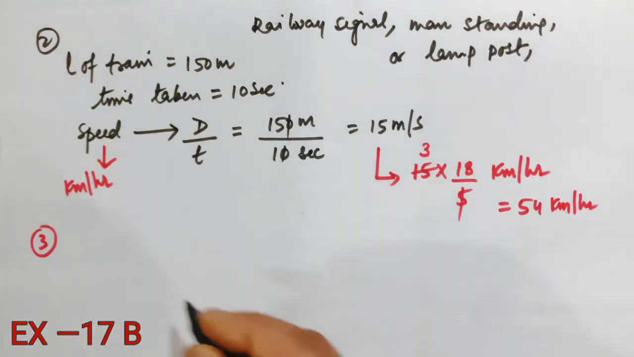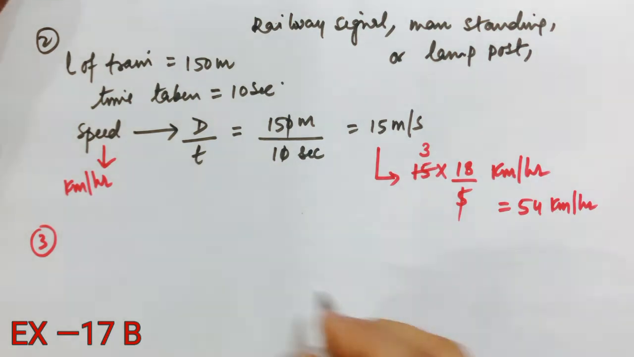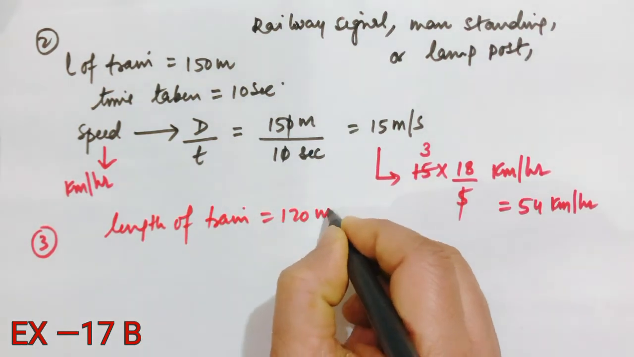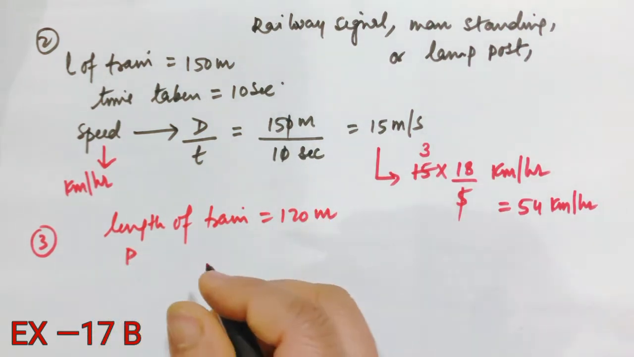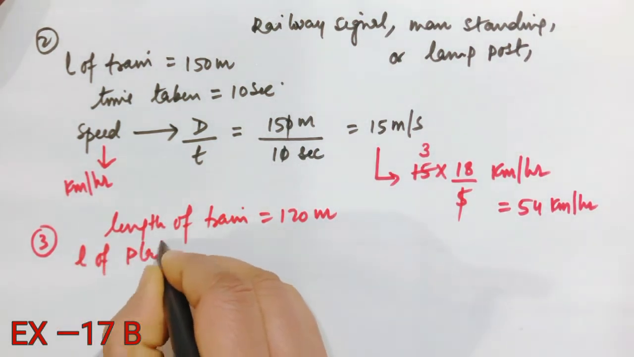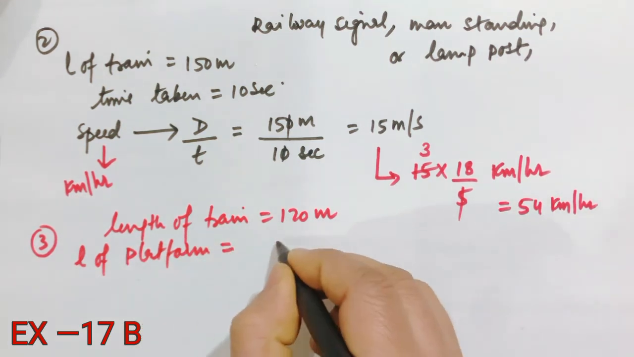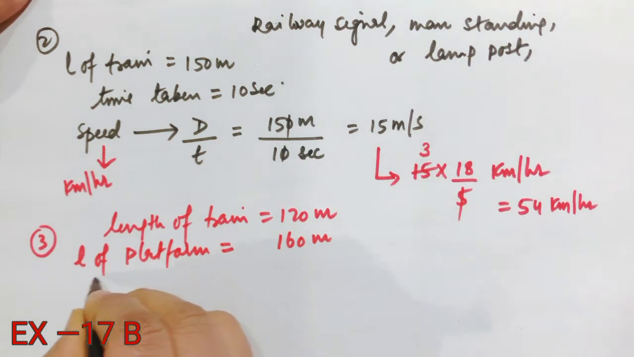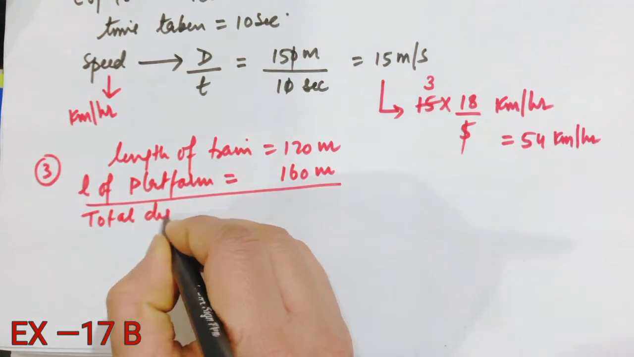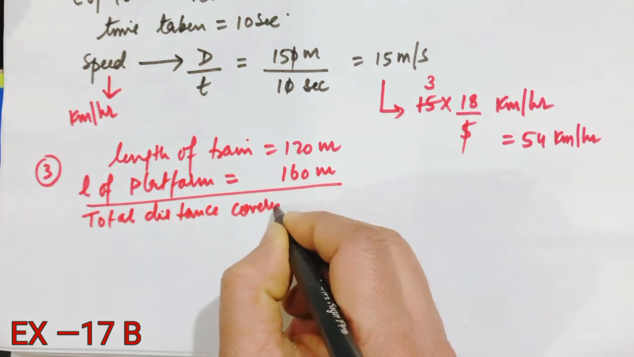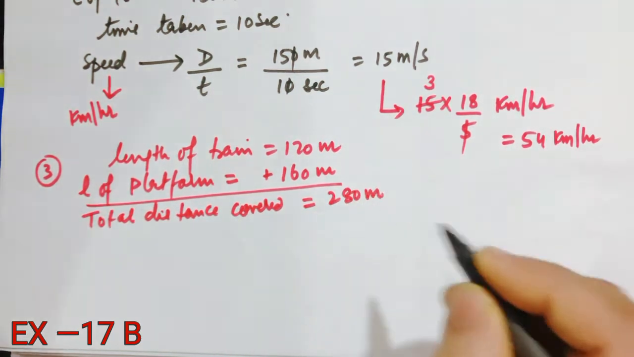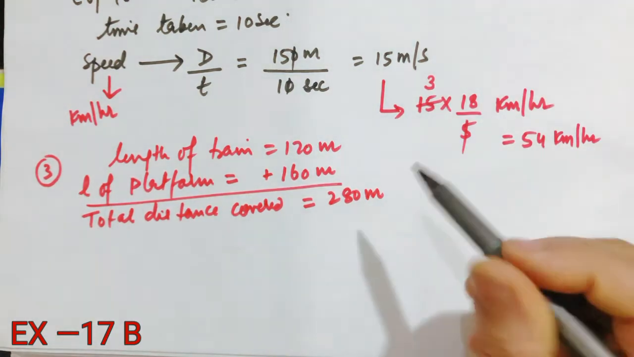Okay, come on. So in number 3 this says the length of the train is 120 meter long. Length of train is equal to 120 meter. And the platform is obviously a bit bigger, otherwise half the person would be on this side and half on the other side. So length of platform is given as 160 meter. So total distance covered will be equal to 120 plus 160 is equal to 280 meter. This is the total distance covered by the train in order to pass the platform.